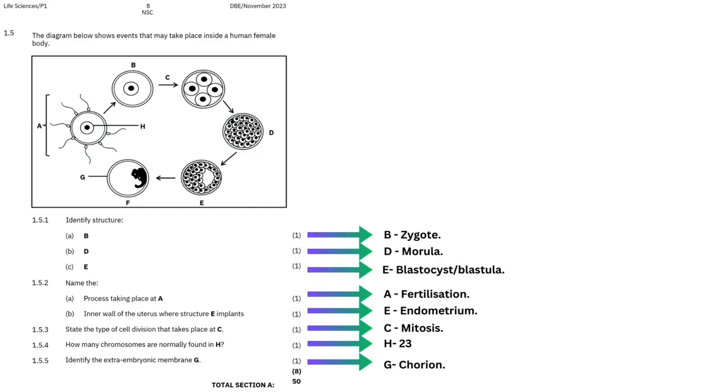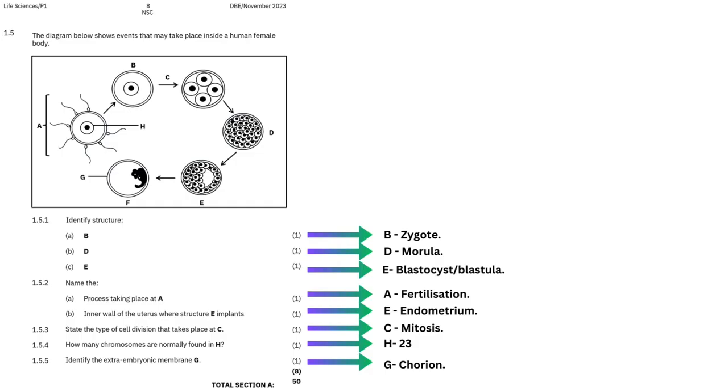Question 1.5.2. Name the process taking place at A. The answer is fertilization. Part B. Name the inner wall of the uterus where structure E implants? The answer is endometrium. 1.5.3, state the type of cell division that takes place at C. The answer is mitosis. 1.5.4, how many chromosomes are normally found in H? The answer is 23.